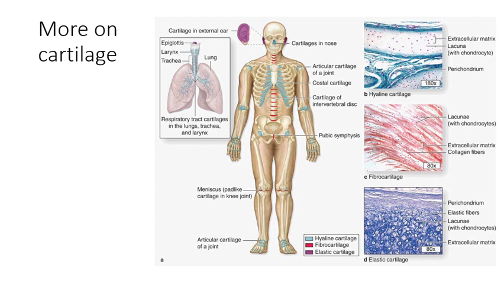So a little bit more on cartilage. We can see here in this image where it's located. You can see the epiglottis in the small left picture, and the ear; that's where elastic cartilage is located. And elastic cartilage looks similar to hyaline, except it has elastic fibers around the cup-like lacunae in its matrix.